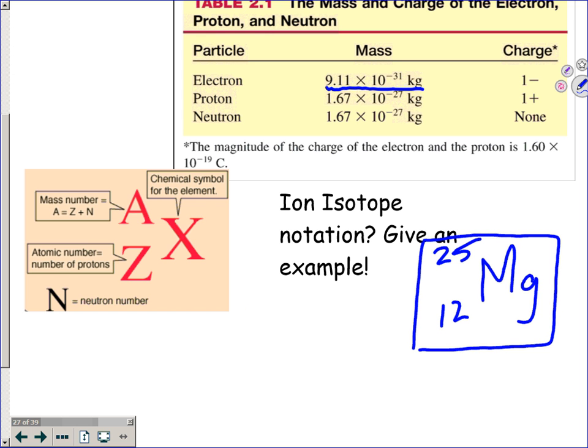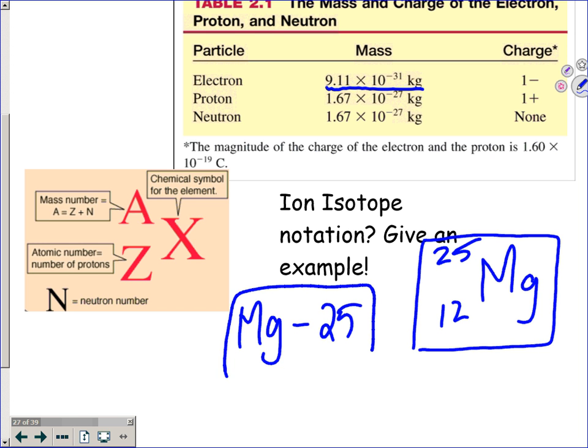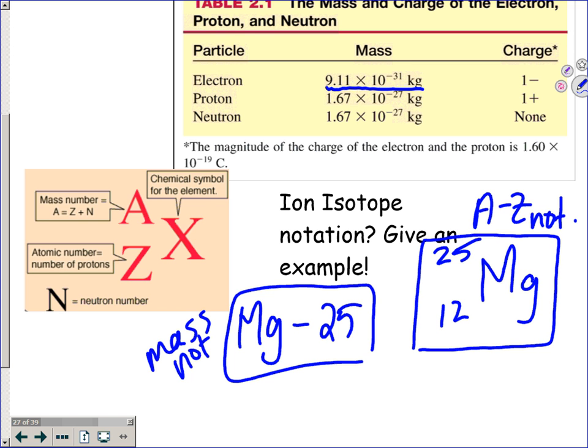Another way to write that is magnesium dash 25. And that's the mass notation, versus the A to Z notation. And that's simply because I don't have to give you the Z number. You will always have the periodic table in front of you. You can always find that if you need it, okay?